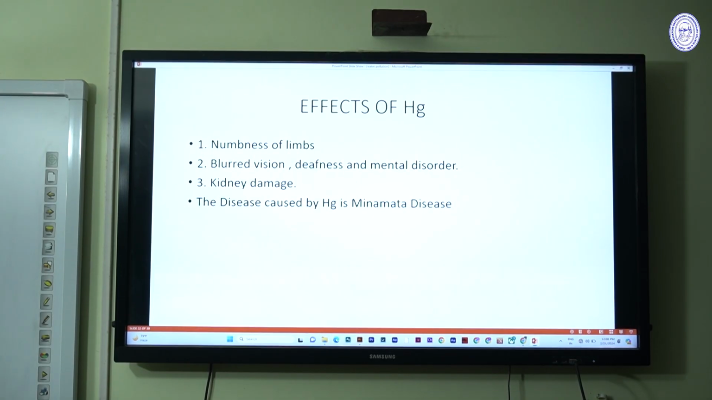Now, effects of mercury. It causes numbness in limbs, blurred vision, deafness, mental disorder, and kidney damage. This disease is called Minamata disease.